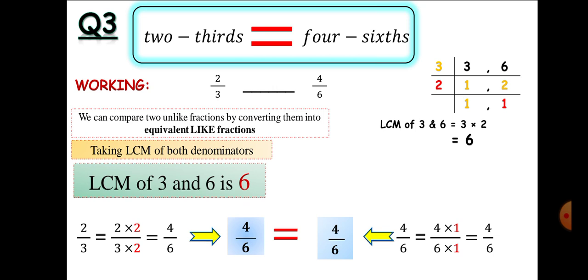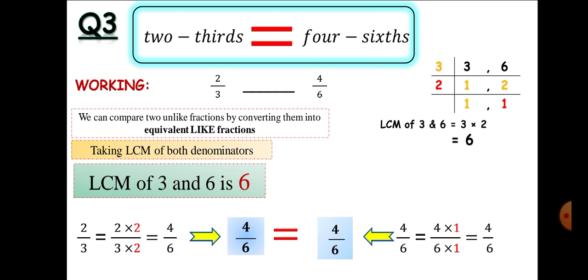Now we have 2/3 and 4/6, okay. 2/3 basically means 2/3 and 4/6 basically means 4/6. Now if you look at their denominators, they are unlike fractions. So first of all you have to convert them into equivalent fractions by taking the LCM of 3 and 6. You're going to get the LCM as 6.